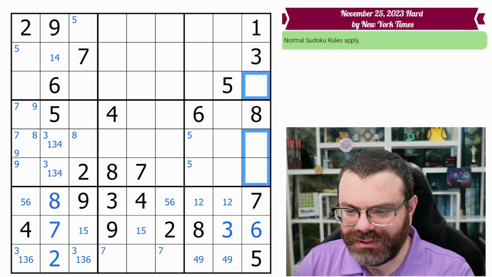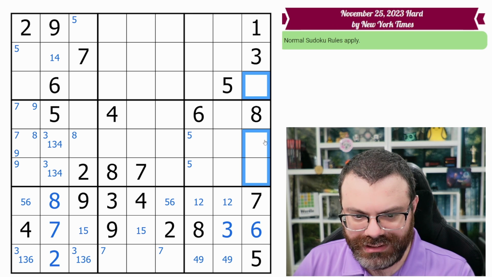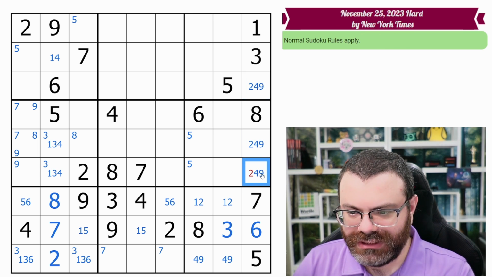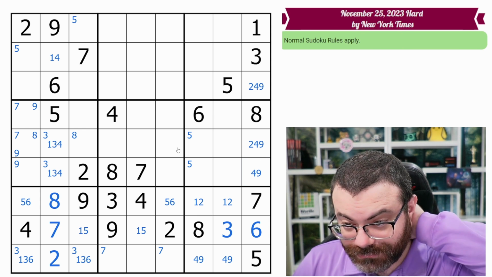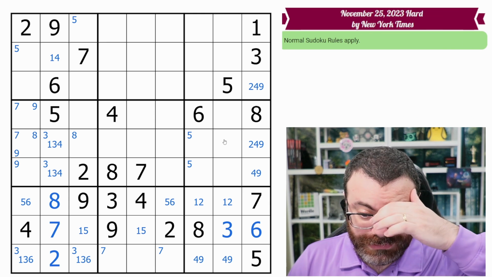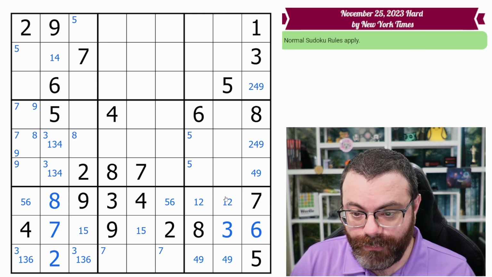Okay, I want to think about this triple as well. So we need 2, 4, and 9 here. The only thing I'm seeing is the 2. Yeah, that's all the red marks see as well. All right, looking for something to do here.